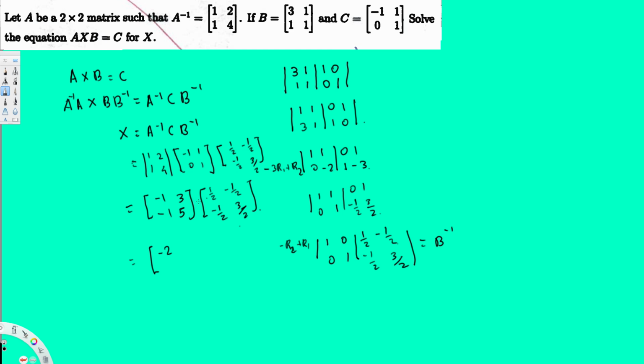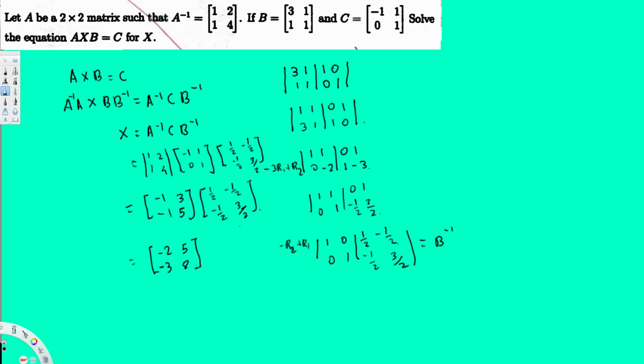Then first row, second column, minus 1 times minus half is going to be plus half. 3 times 3 by 2 is going to be 9 by 2, so it's going to be 4.5. 4.5 plus 0.5 is going to be 5. Then second row, first column, it's going to be minus 1 times half, which is minus half. 5 times minus half is going to be negative 2.5. Negative 2.5 plus negative 0.5 is going to be minus 3. Then second row, second column is going to be minus half times minus half, which is plus half. 5 times 3 by 2 is going to be 15 divided by 2, which is 7.5. Plus 0.5 is going to be 8.